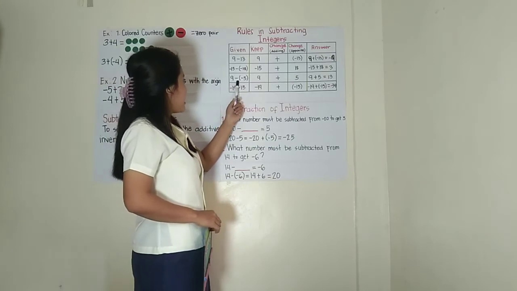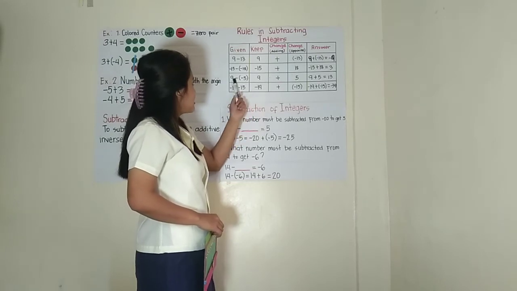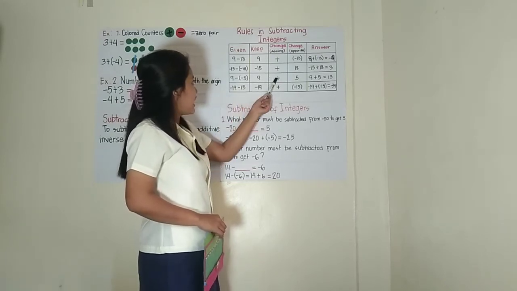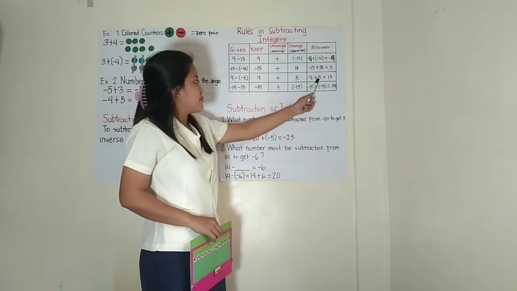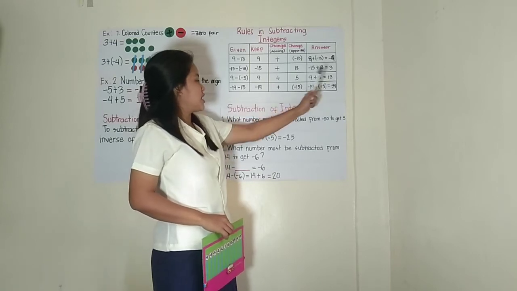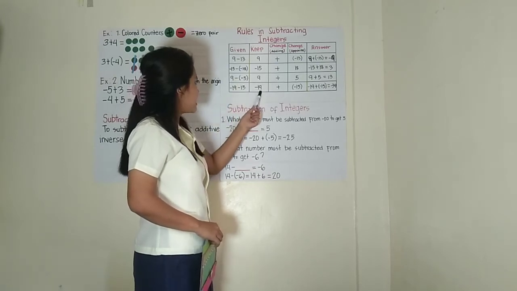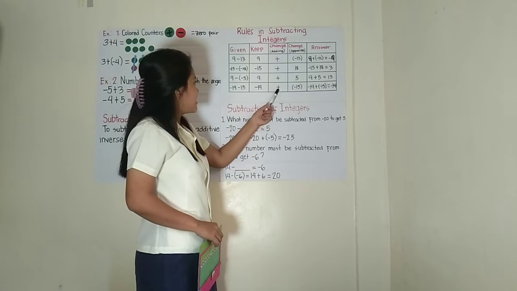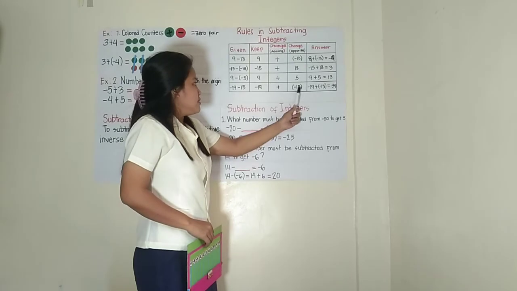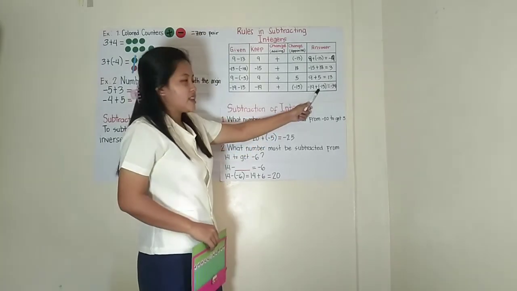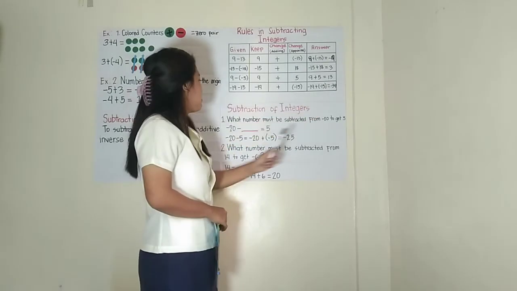Next, 9 minus negative 5. Keep the 9, change the minus into adding, negative 5, change into positive 5. 9 plus 5 is equal to 14. Negative 19 minus 15, keep the negative 19, minus, change into adding, positive 15, change into negative 15. Negative 19 plus the quantity of negative 15, the answer is negative 34.